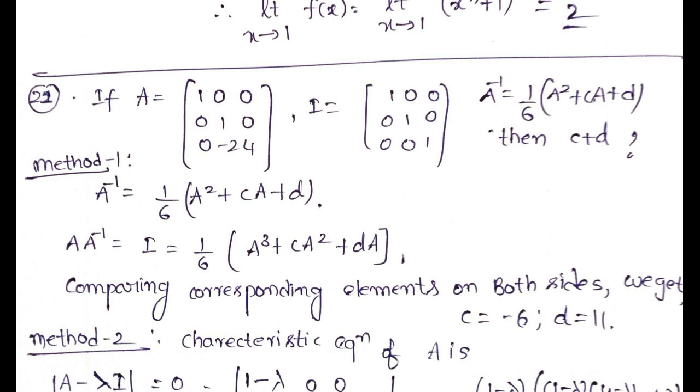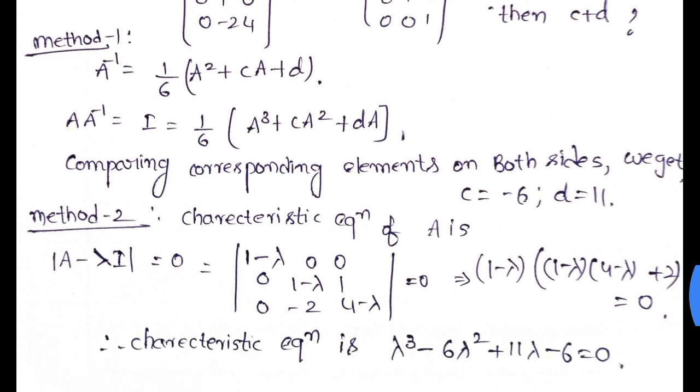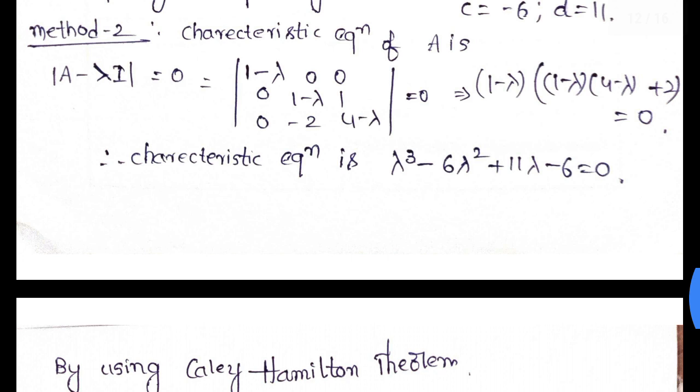And there is another method, that is finding it by writing the characteristic equation, that is determinant of A minus lambda I is equal to 0, where lambda gives the eigenvalues. While doing this we get the characteristic equation, determinant of A minus lambda I, which is lambda cube minus 6 lambda square plus 11 lambda minus 6 is equal to 0. And here now we are using a theorem called the Cayley-Hamilton theorem.